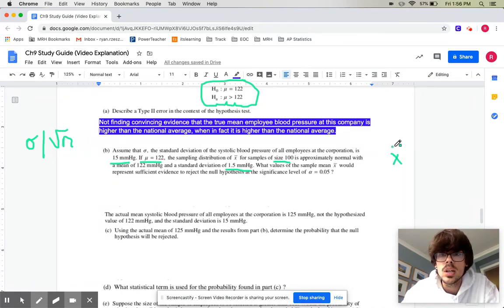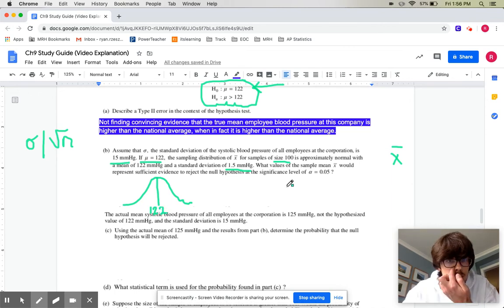So we're going to look at this problem right here. We are assuming that the mean of the company is no different than the mean of the population. That's H0 way up here, which says that the mean is 122. So we assume that this company has a mean of 122. And then once we have that in place, we're looking at samples of size 100 and a standard deviation of 1.5.